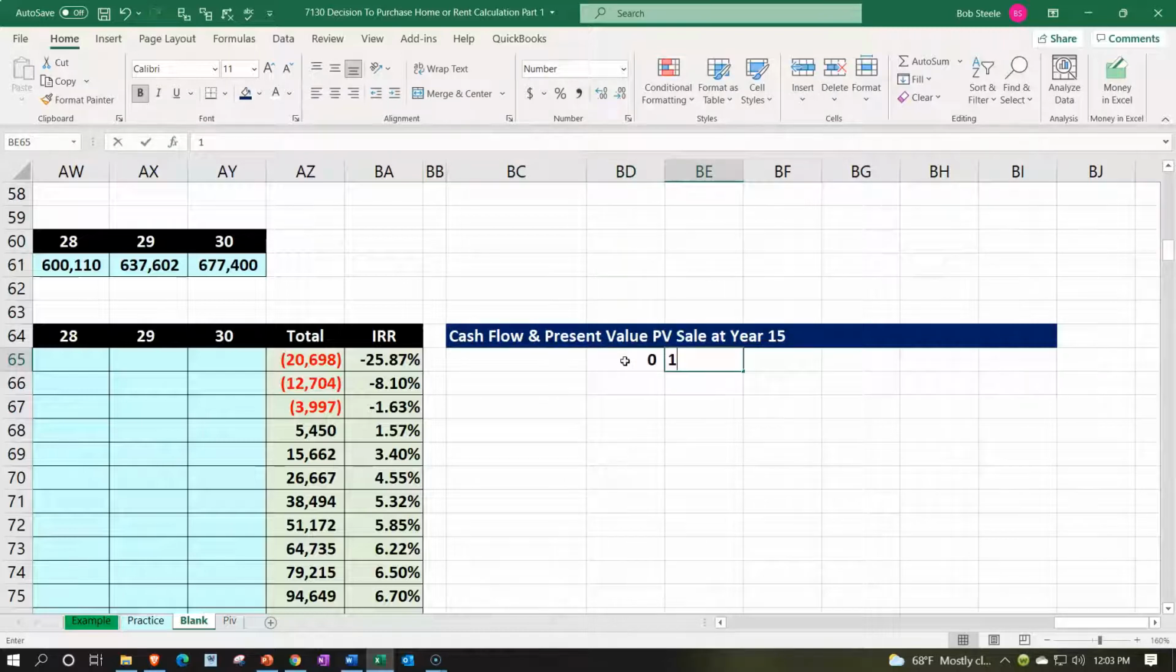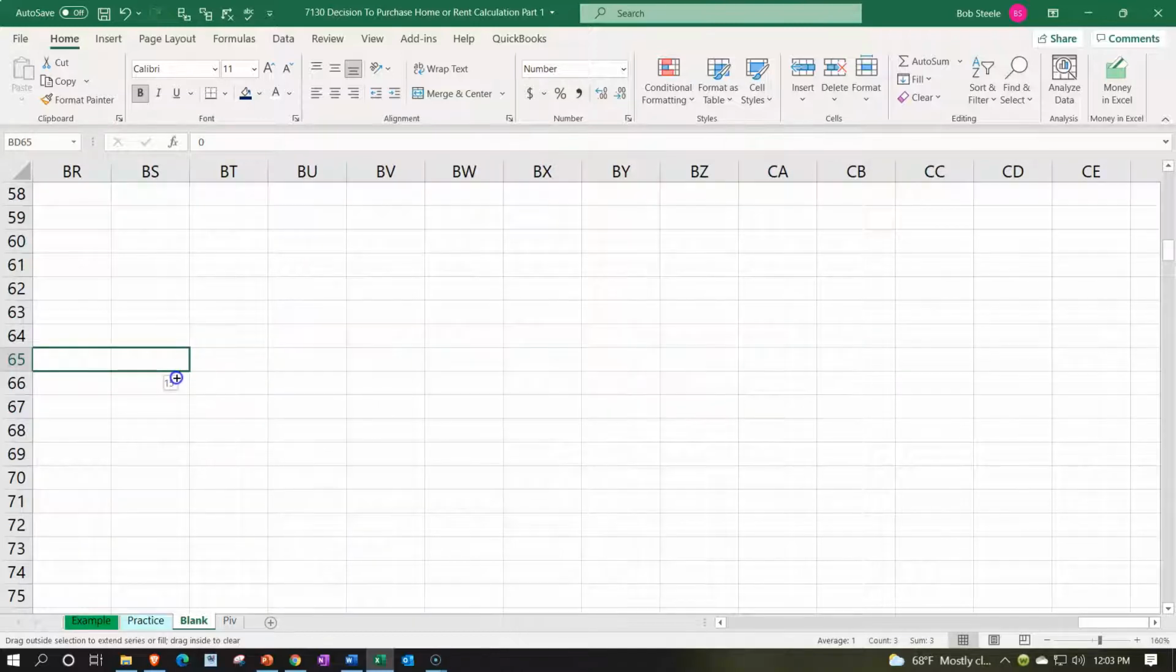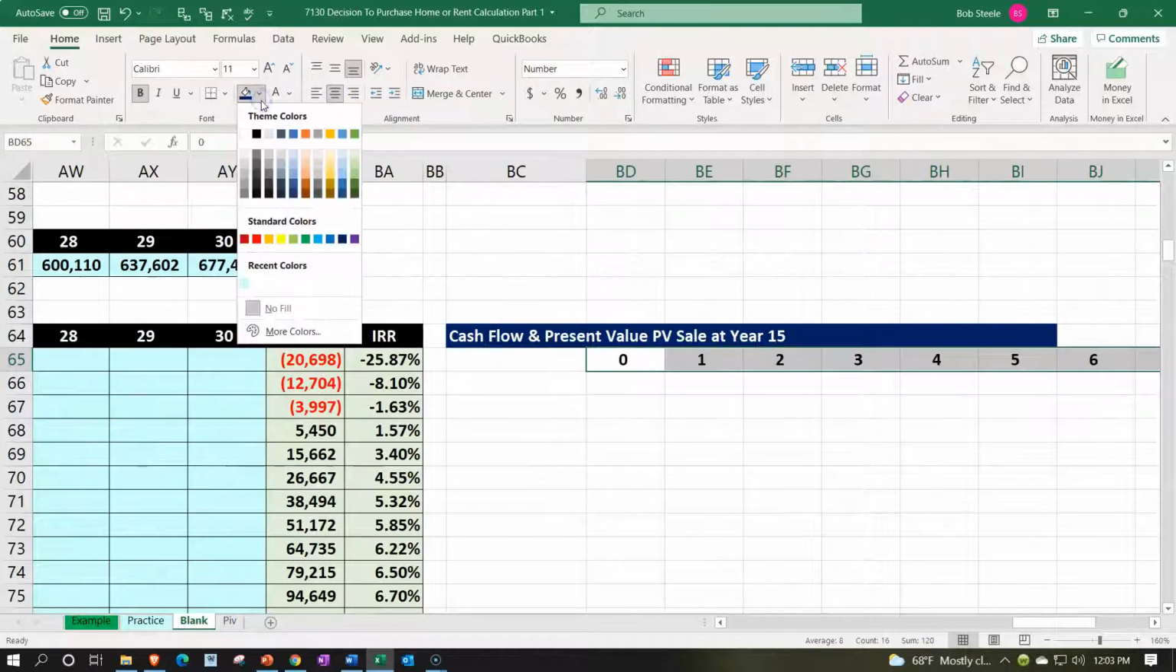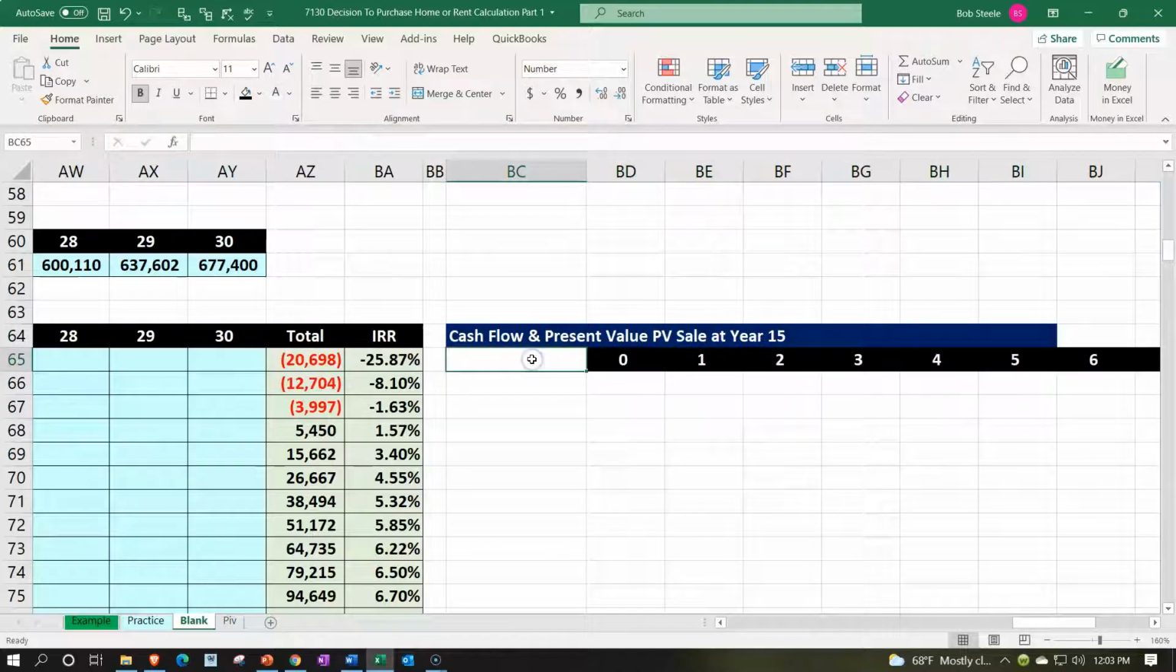So 0, 1, 2. And then I'll copy that across. We only need to go out 15 years because we're going to sell it after 15 years. So I'm just going to copy it out to 15 instead of 30. I went way too far. You've gone too far, because I thought we were going out to 30, but no. 15 years, we're going to say black and white. There we got it. Let's make this black and white again, and this is going to be the years.